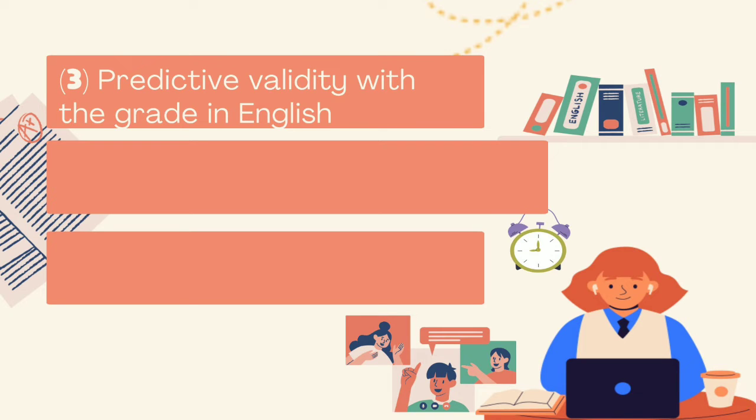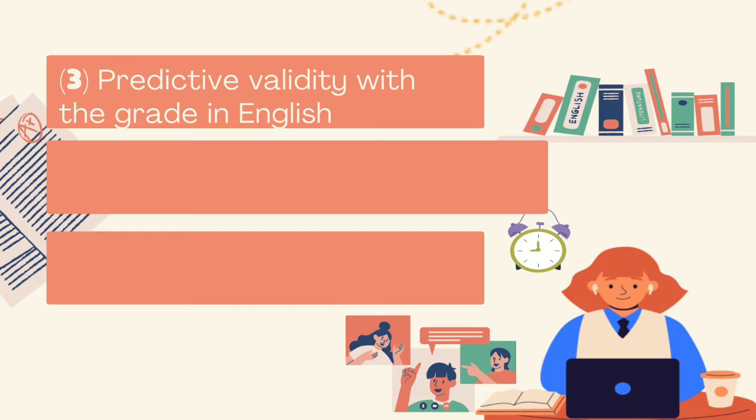Predictive validity with the grade in English. So, when we say predictive validity, it refers to how well a test or assessment predicts future performance. In the context of English language learning, predictive validity with a grade in English means how accurately a particular assessment, like a placement test or a diagnostic test, can predict a student's final grade in an English course.